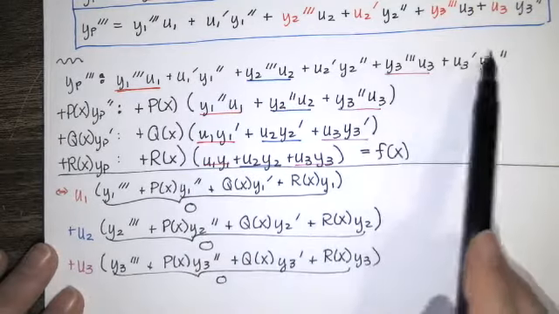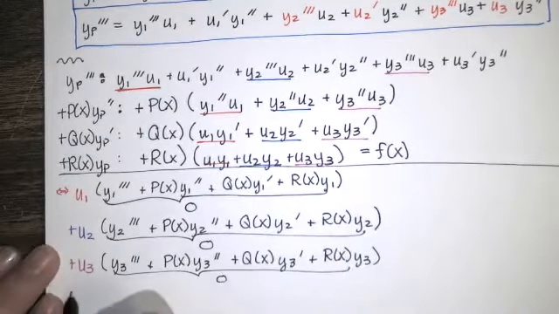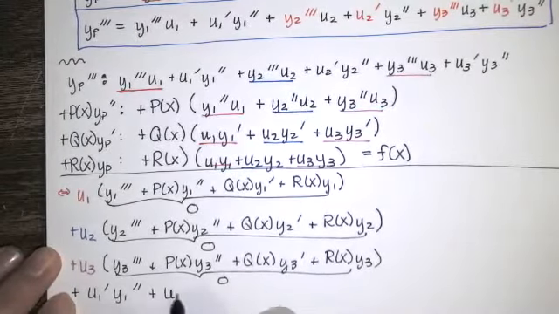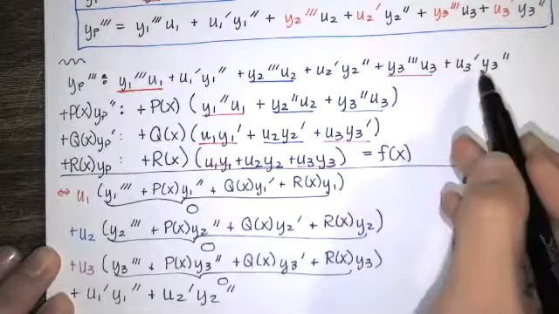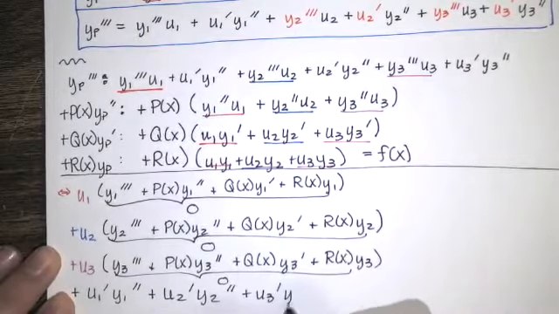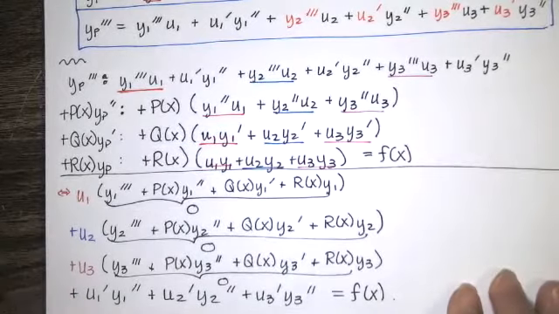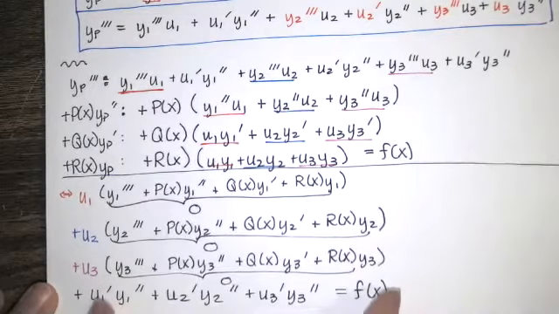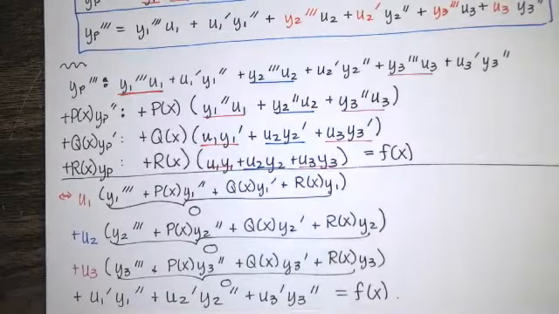this u2 prime term, and u3 prime term, and then everything else has been covered except for the f of x. So what we end up with is u sub 1 prime, y sub 1 double prime, plus u sub 2 prime, y sub 2 double prime, plus u sub 3 prime times y sub 3 double prime is equal to f of x. That's pretty nice. So this equation simplified to this equation at the very bottom, because all of these other pieces are 0, because y sub 1, y sub 2, and y sub 3 are solutions to the corresponding homogeneous problem.